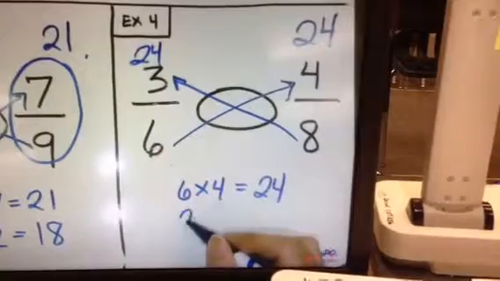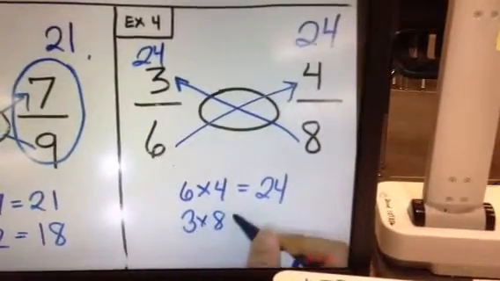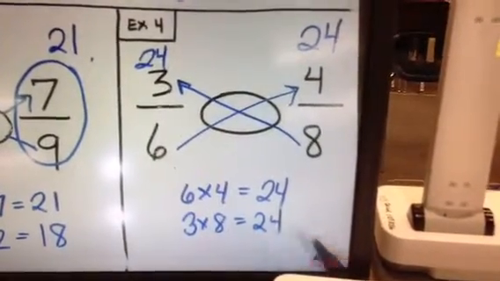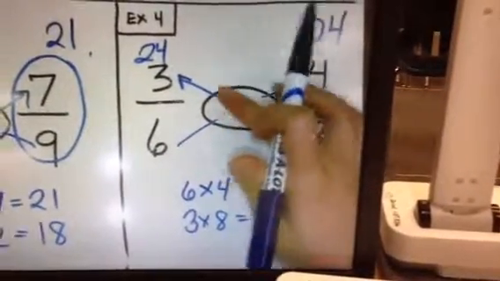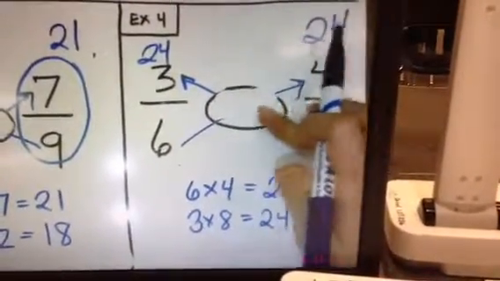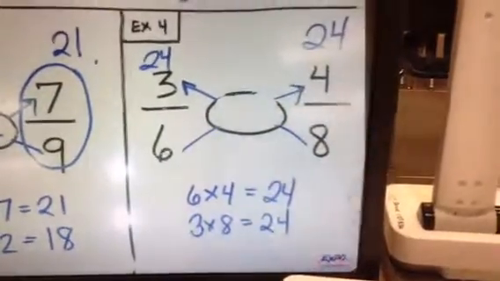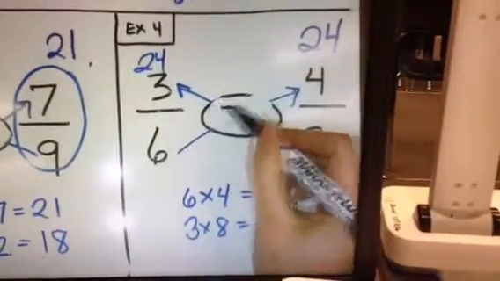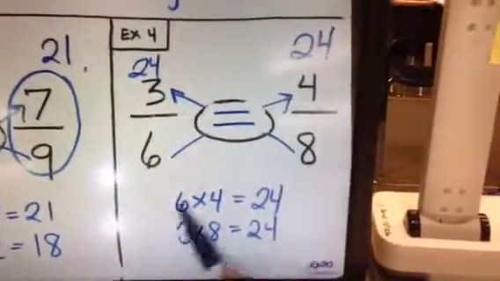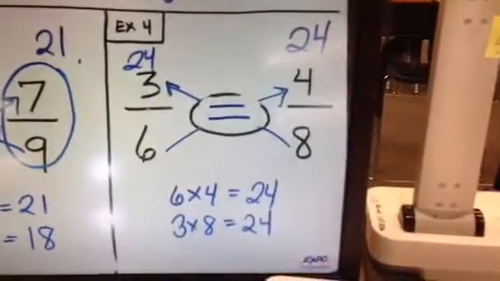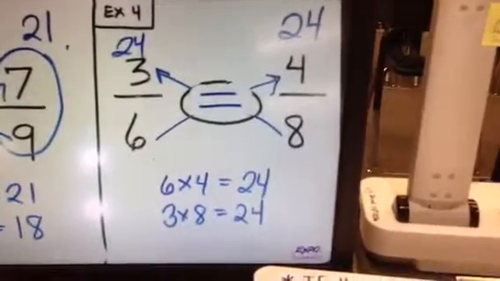Okay, so once again, I did 3 times 8. That equals 24. So for this particular problem, neither of the fractions is greater than the other. That means they are equal because they both equaled 24 when you cross multiplied them. So the answer for number 4 is equal.